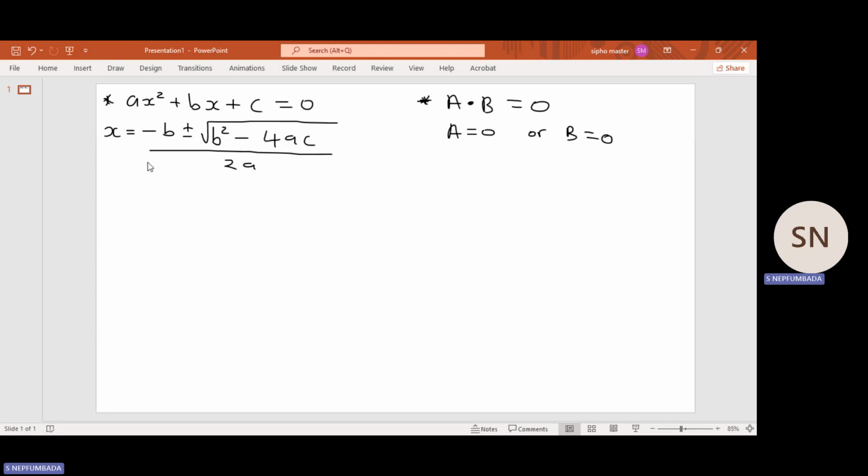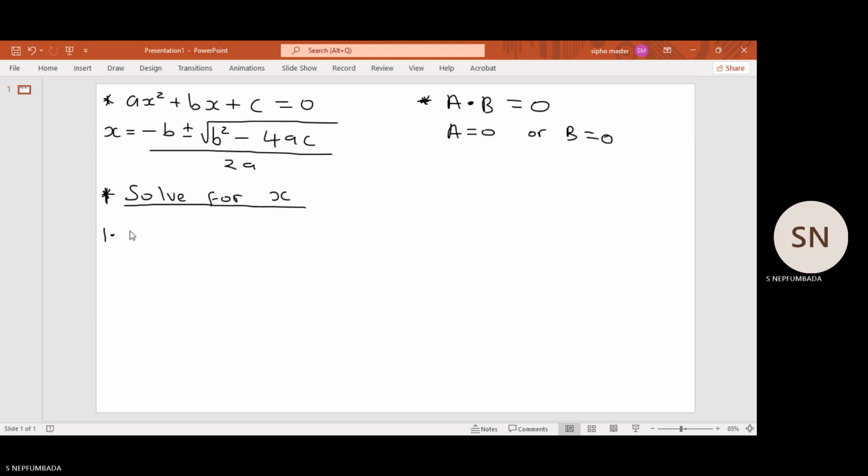And again, we know that we have to take out the common factor. So let's now go straight to our equation. Let's say they say solve for x. They say correct to 2 decimal places if it is necessary.